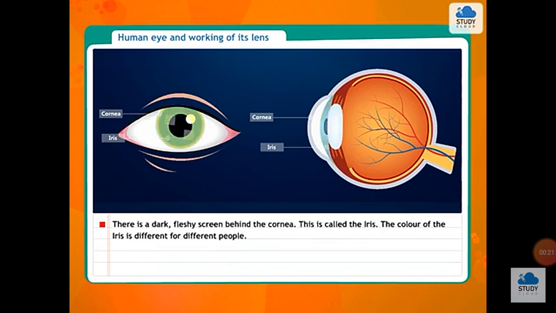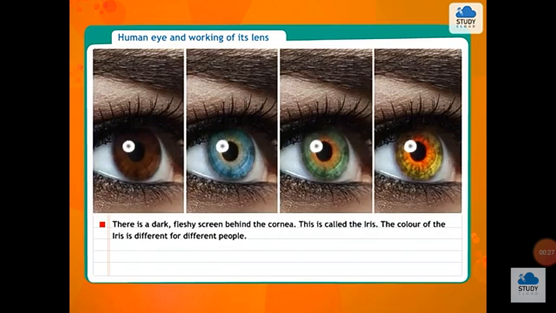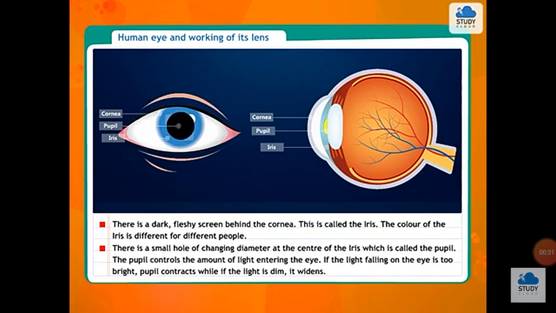There is a dark, fleshy screen behind the cornea. This is called the iris. The color of the iris is different for different people. There is a small hole of changing diameter at the center of the iris, which is called the pupil.